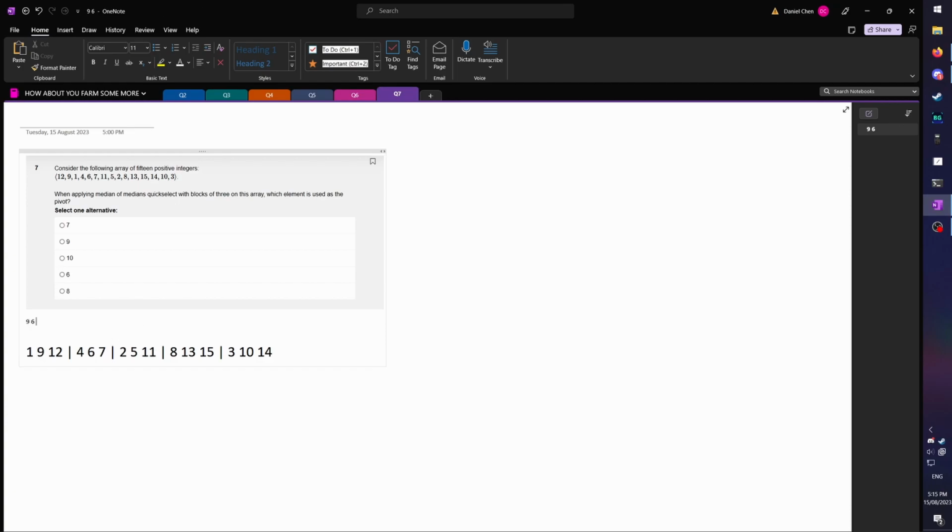From here, I just take all the medians, so I have 9, 6, 5, 13, 10. I'm going to sort that, so it's going to be 5, 6, 9, 10, 13. And I just picked the middle one, so it's just going to be 9.